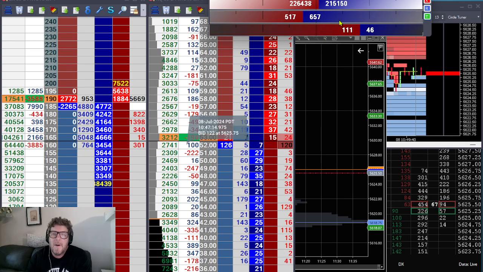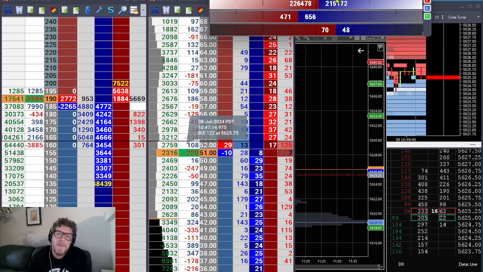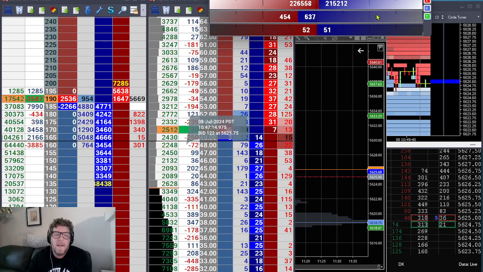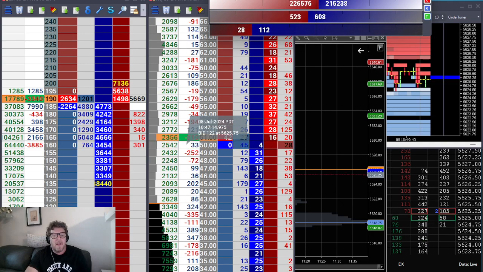I like to see all four or all three of these power meters in sync. So if they all go blue or they all go red, then I would look down here at the pace of tape gauge, and I want that needle to be in the red before I enter, because that indicates high volume.